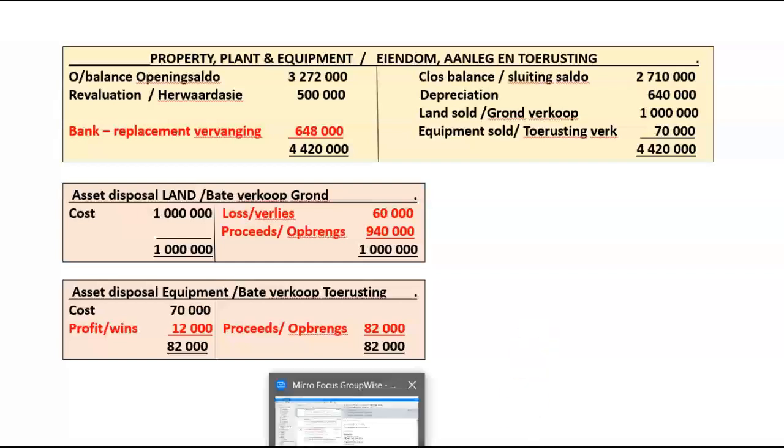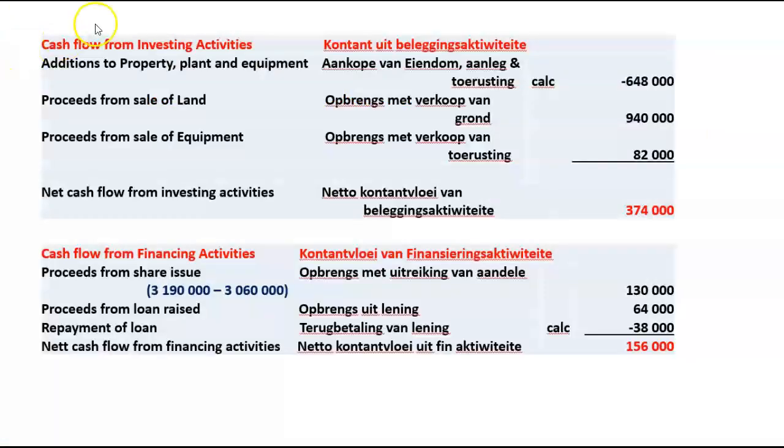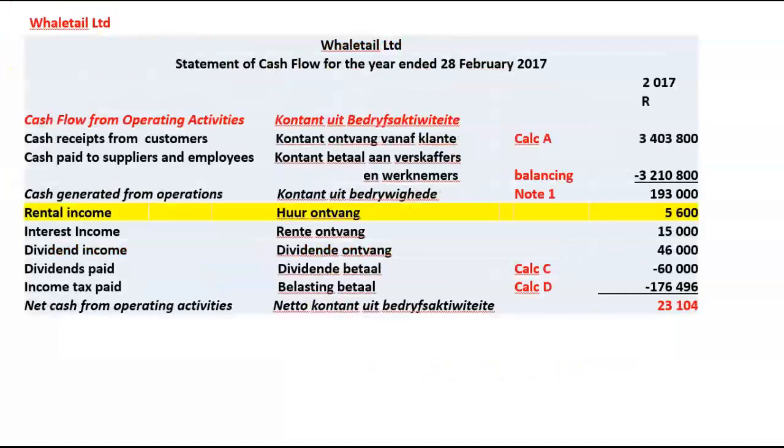Good. And then the last thing is then the loan. There you just have to put the additional loan separately so that you can work out how much was the repayment of the loan. This was straightforward. That was fairly straightforward.